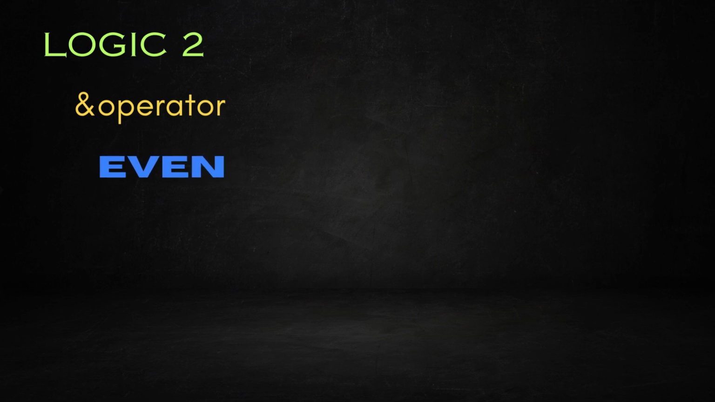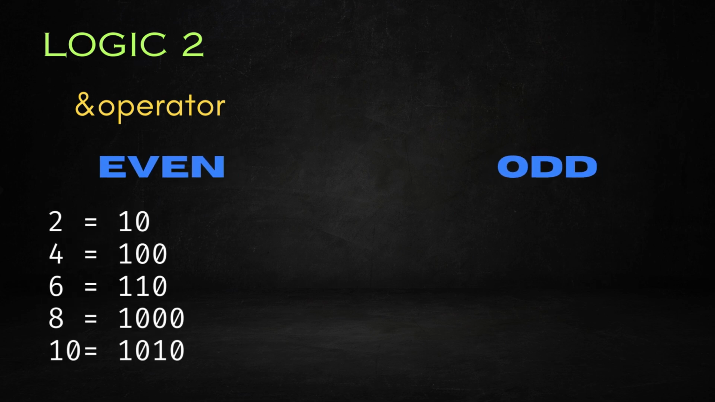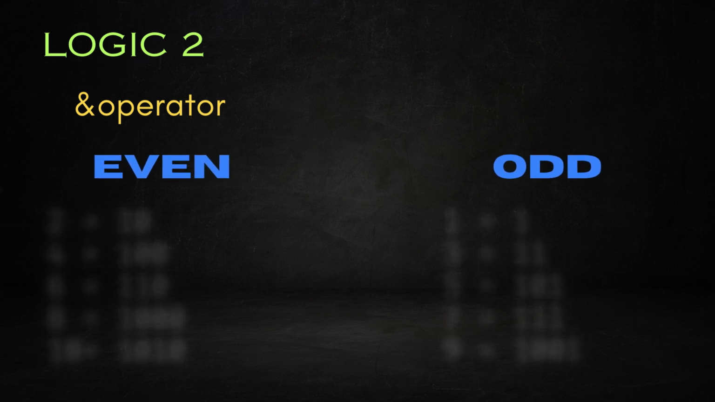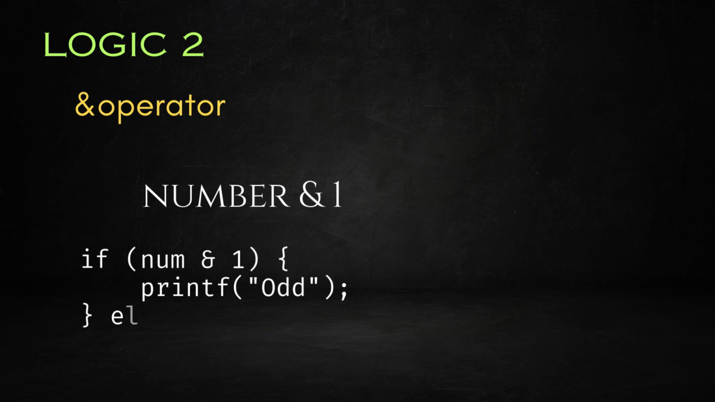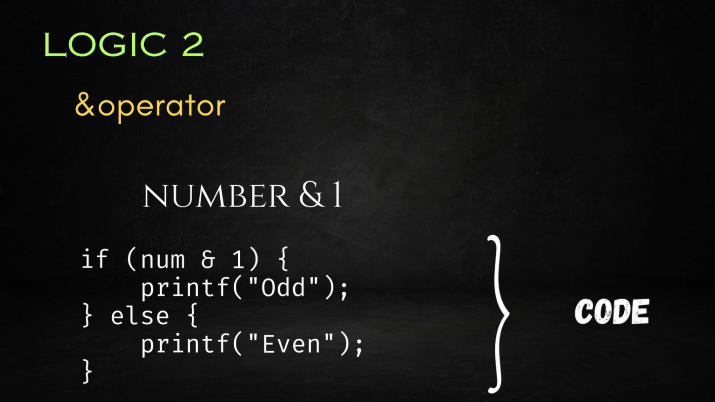Logic 2. Bitwise AND operator, &. Now let's move to a smarter logic, the bitwise AND operator. In binary representation, every even number ends with 0, and every odd number ends with 1. So when we perform bitwise AND with 1, we only check the last bit. If number & 1, printf odd, else printf even. This logic is very fast and commonly asked in interviews.